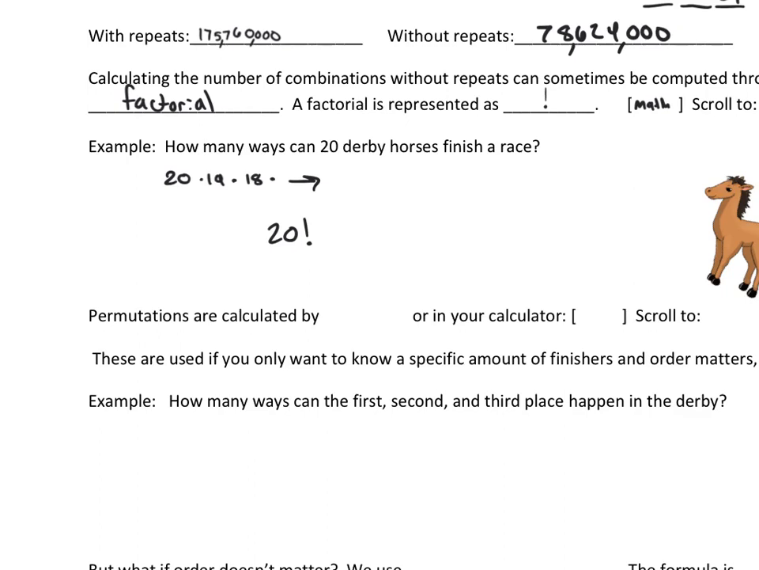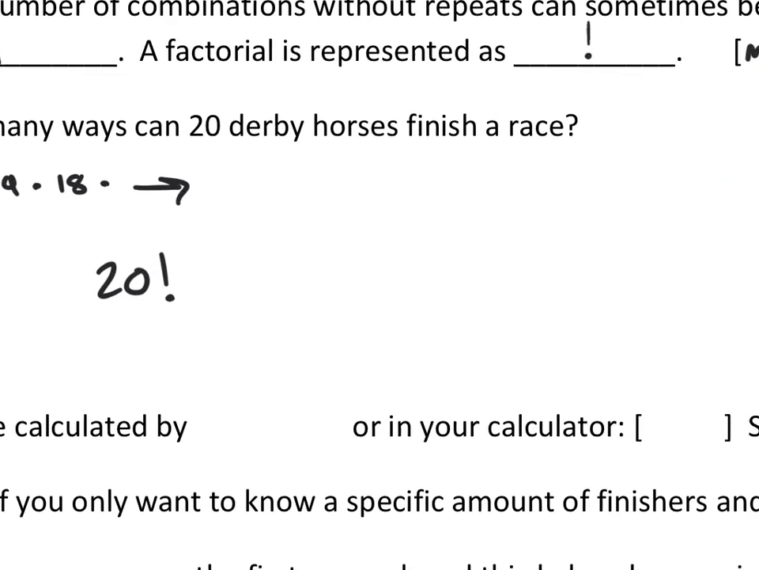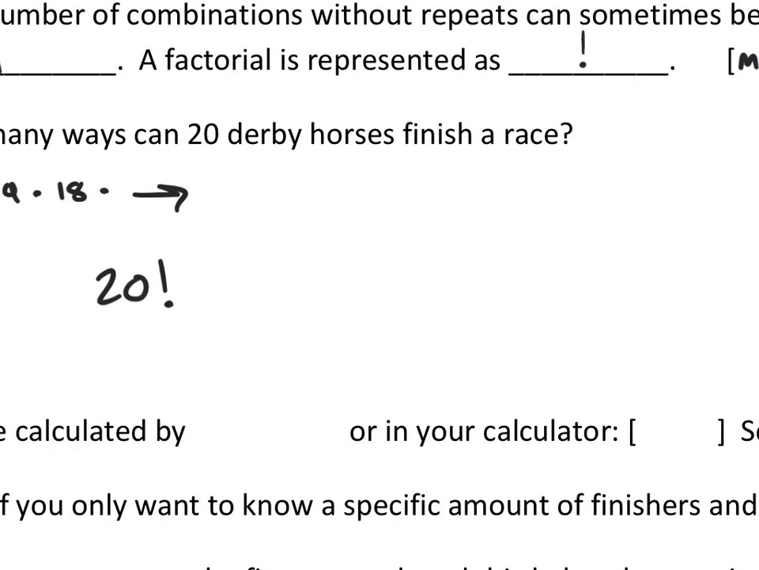Now, if you try this, so I do 20 and then I go over to factorial, we're going to get a very, very large number. It's actually scientific notation. So I'm going to write out what my calculator says, to where it's 2.432902008, and then it says e to the 18th.